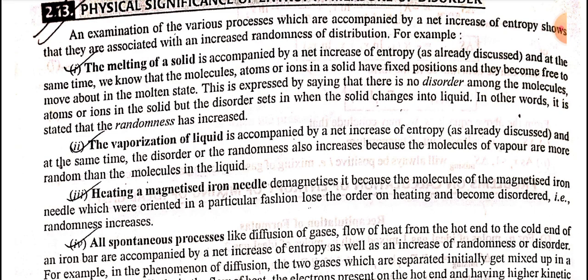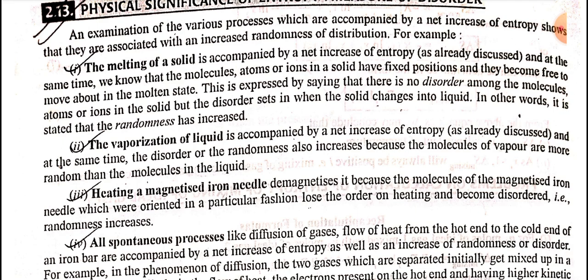This is expressed by saying that there is no disorder among the molecules, atoms or ions in the solid, but the disorder sets in when the solid changes into liquid. In other words, the randomness has increased. The vaporization of a liquid is accompanied by a net increase of entropy, and at the same time the disorder also increases because the molecules of vapor are more random than the molecules in the liquid. Third, heating a magnetized iron needle demagnetizes it, because the molecules of the magnetized iron needle, which were oriented in a particular fashion, lose the order on heating and become disordered.